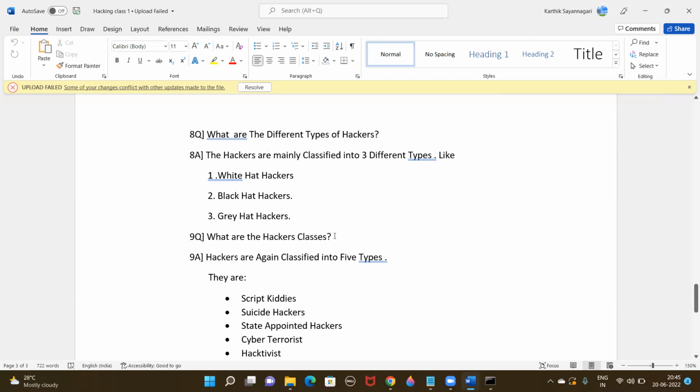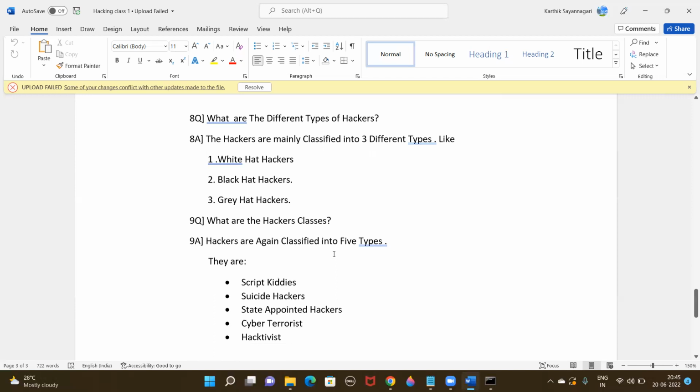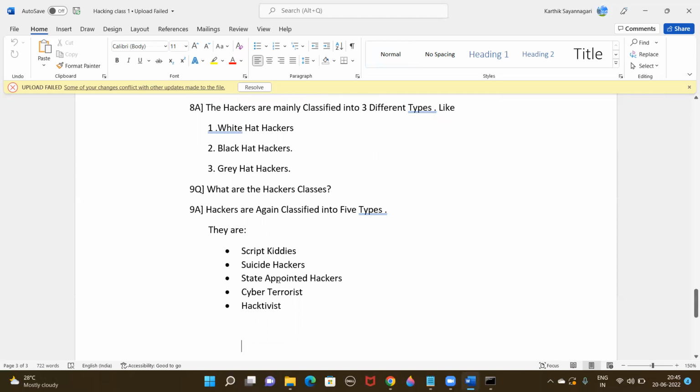Next, what are the hacker classes? See, the three different types of hackers are these. Mainly, hackers are classified into three kinds, and again, hackers are classified into hacker classes. Okay, so hackers are again classified into five types. They are script kiddies, suicide hackers, state appointed hackers, cyber terrorists, and hacktivists. Okay, you will know the difference between these five types of hacker classes.